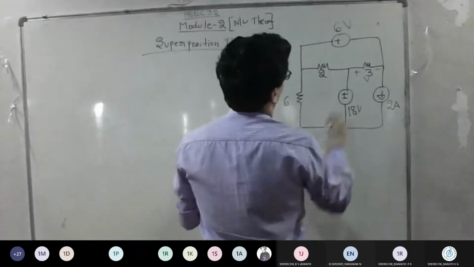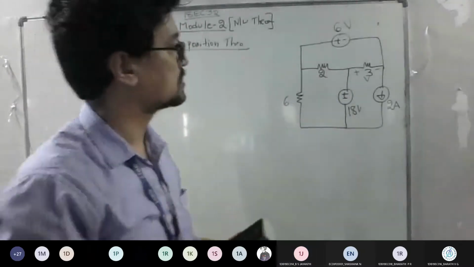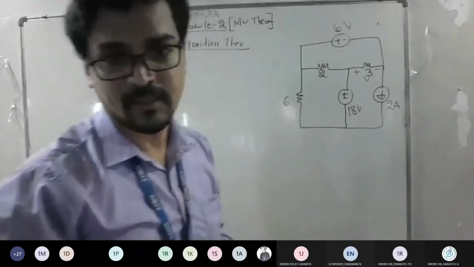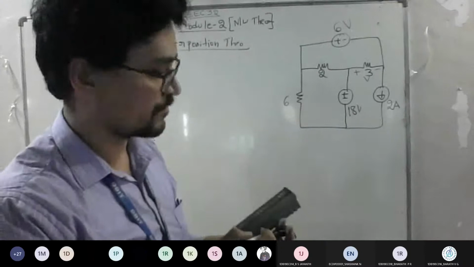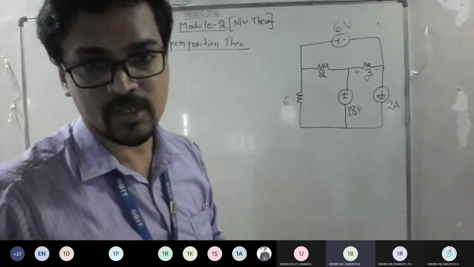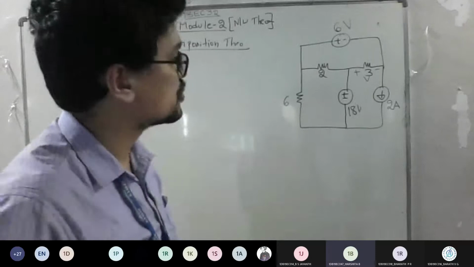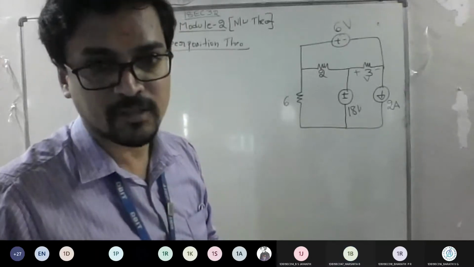Two, sir. See properly here. Voltage sources are 2, correct? And one current source. Totally you have 3. So the number of independent sources is 3, out of which 2 are voltage and 1 is current.